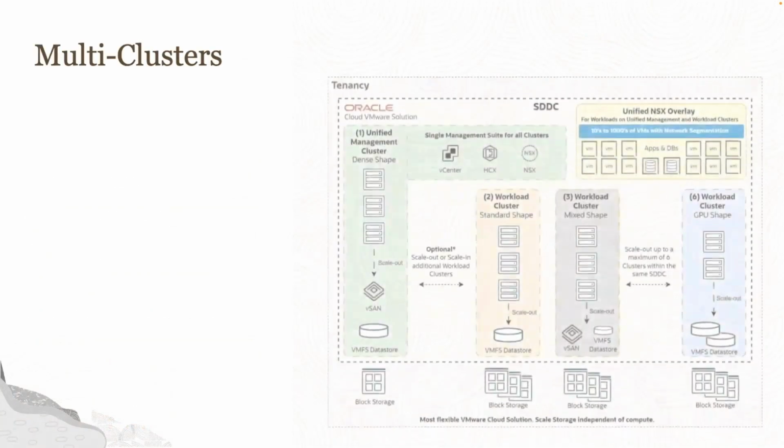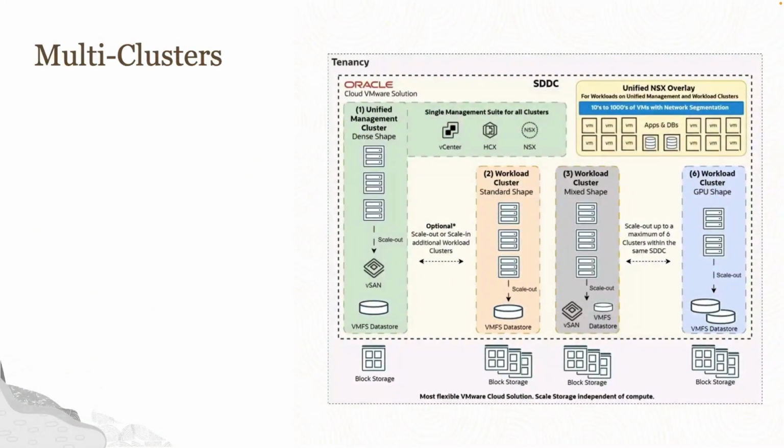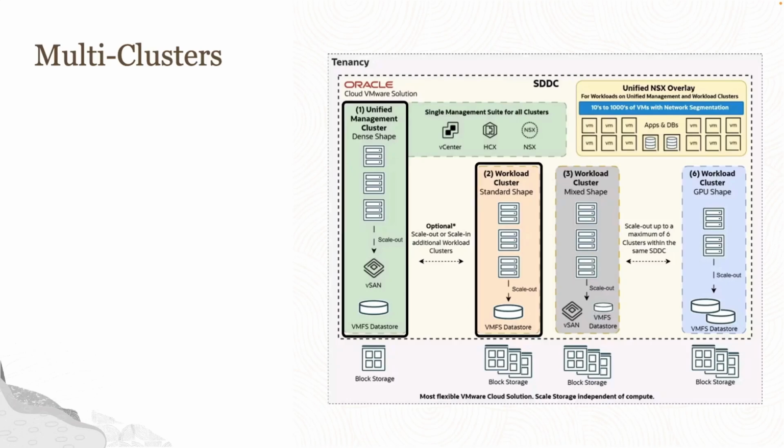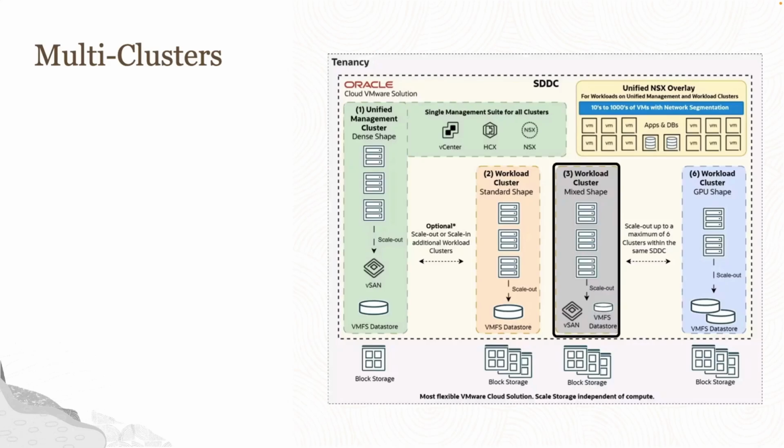OCVS brings in a new feature that it can now offer multi-clusters. What does it mean? As you see in the diagram, you can create multiple vSphere clusters with each containing specific compute shapes, and also you can mix and match different compute shapes on vSphere clusters within the same SDDC.